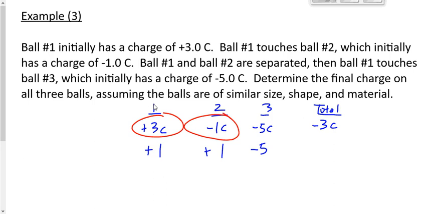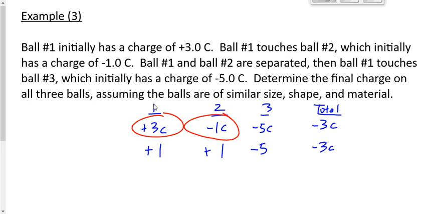And number 3 hasn't changed, right? It's still minus 5. Now let's add those up just to make sure that we keep the same total charge here. Plus 1, plus 1, negative 5 gives me negative 3. So sure enough, I have the same total charge. That means that odds are I'm correct so far. Okay, everything is good so far.